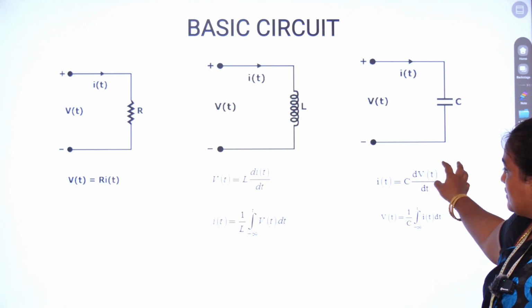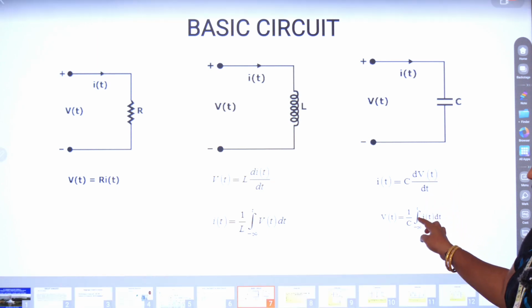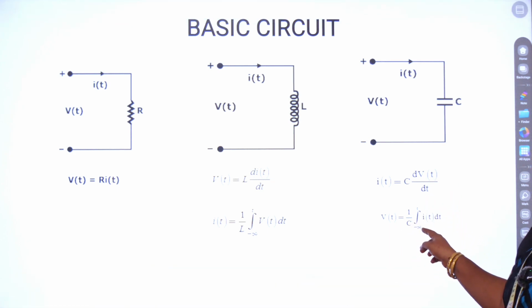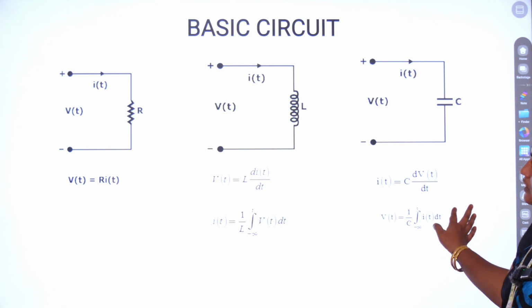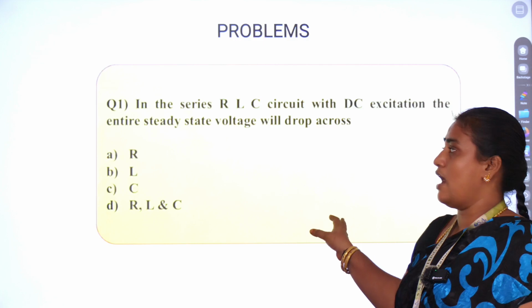Similarly, we have the capacitor. The capacitor current is given by the derivative of the voltage with respect to time. So when we want V of t from that, it is taken as 1 by C integral of I of t into dt. We'll now discuss some of the problems involved in RLC.